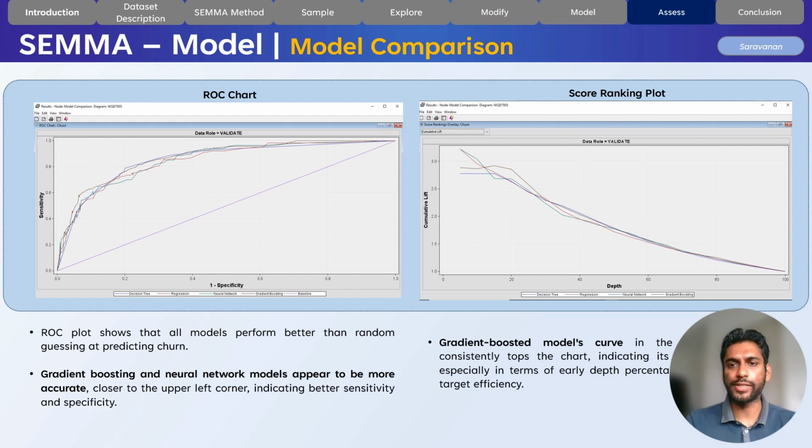Notably, gradient boosting and neural network models show exceptional performance as they are positioned closer to the left corner of the ROC chart, indicating high sensitivity and specificity as the key indicator of the model's ability to accurately identify churn. The score ranking plot emphasizes the strength of the gradient boosted model, which leads the pack particularly in early depth percentage. However, comparing accuracy, precision, and ROC, the score ranking plot overall suggests that the regression model is the best fit for this prediction.